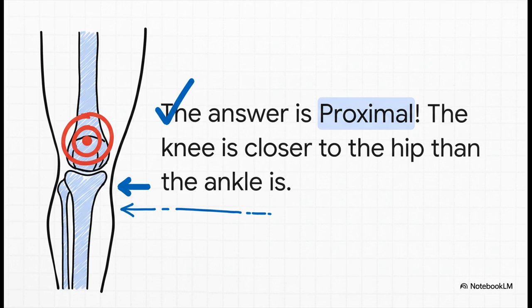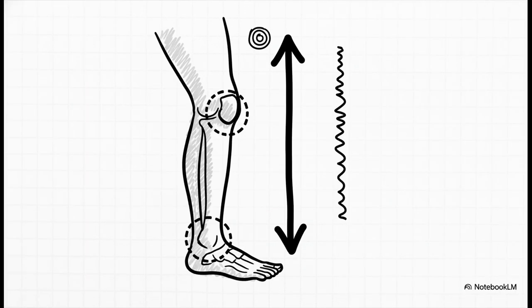See? You're totally getting the hang of this. And this really shows how these terms are always a pair. If the knee is proximal to the ankle, then the reverse has to be true. The ankle, being farther from the hip, is therefore distal to the knee. It always works both ways. It's like a two-way street.